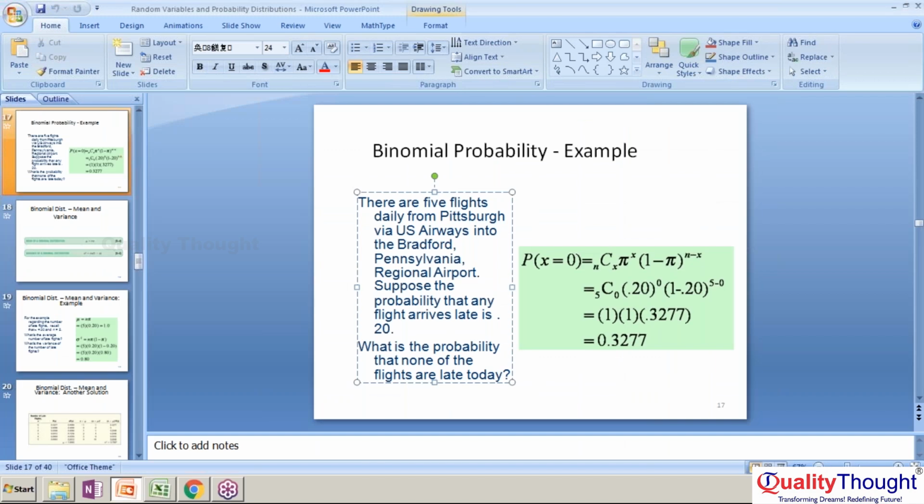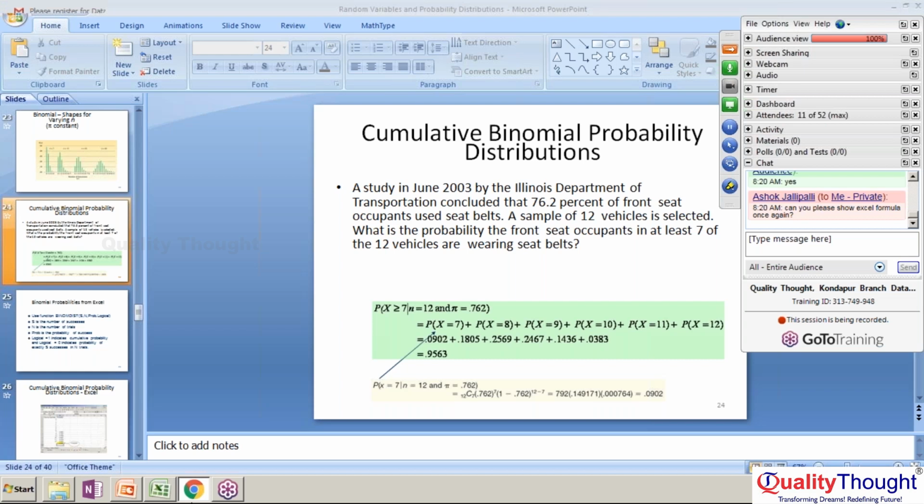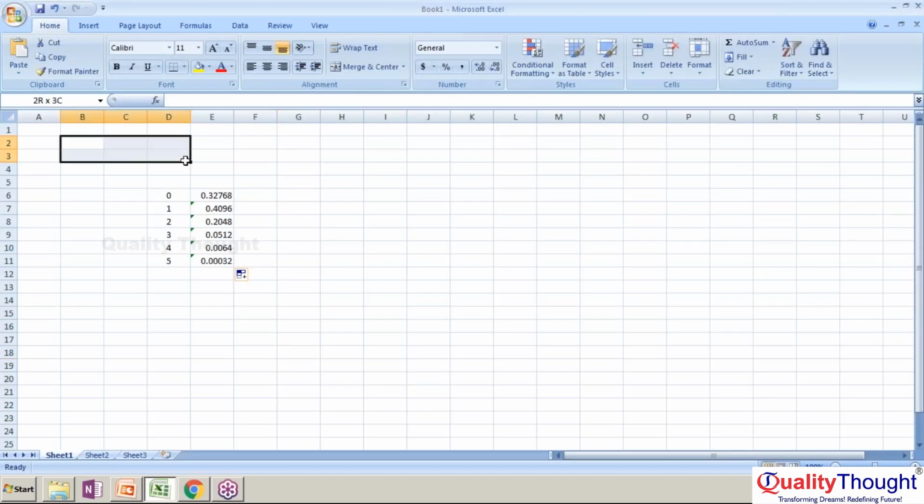But before trying that example, let me open up this Excel sheet and label it as a binomial probability distribution. Probability. And I can make it bold and increase the size of this and this.